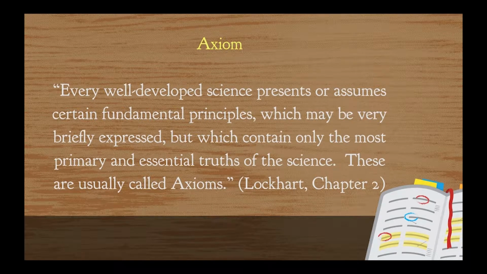Axiom may be defined like this. Every well-developed science presents or assumes certain fundamental principles, which may be very briefly expressed, but which contain only the most primary and essential truths of the science. These are usually called axioms. So if I say there's an axiom, it's basically a fundamental principle or an essential truth, something that we have learned in the science.